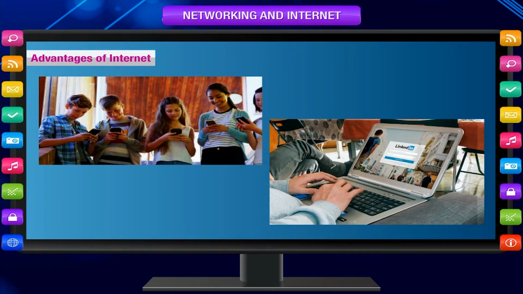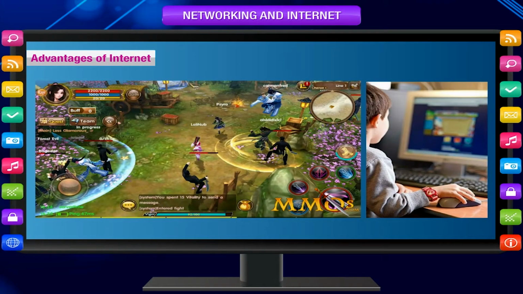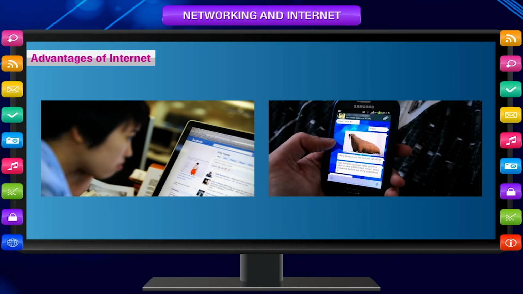Advantages of internet. Main advantages of the internet are as follows. Computers or devices like mobile can share information with any other computer connected to the internet. People of different places can exchange ideas. Internet users can play computer games with each other. These games are called online games. On the internet, community people can make new friends and can share pictures, messages, and videos with each other.